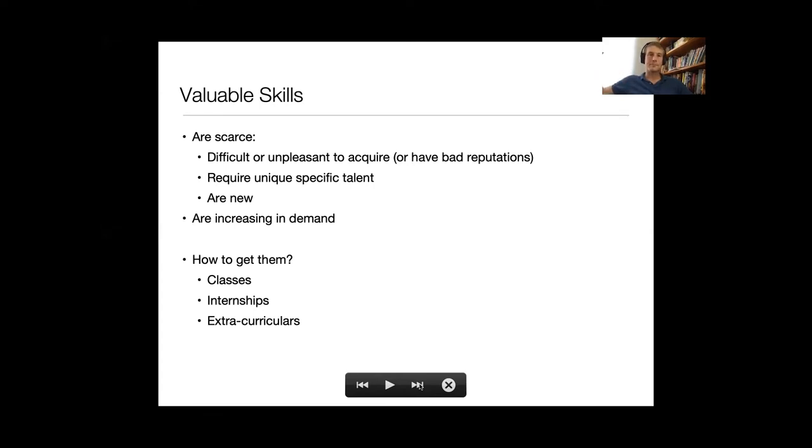Okay, how do you get these scarce skills, right? Classes are a good way to do it, right? You're paying money for a lot of things when you pay for tuition, but one of them is the opportunity to be walked through the development of these scarce skills. Internships are great skill development opportunities, and so are your extracurricular activities.